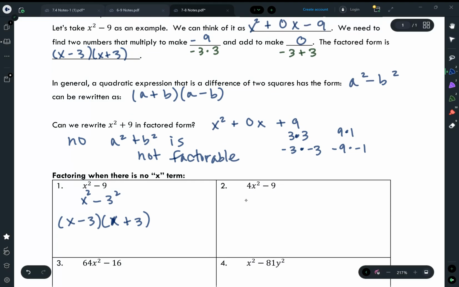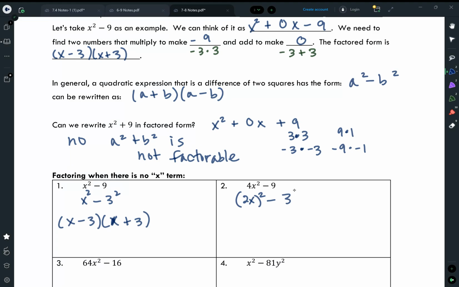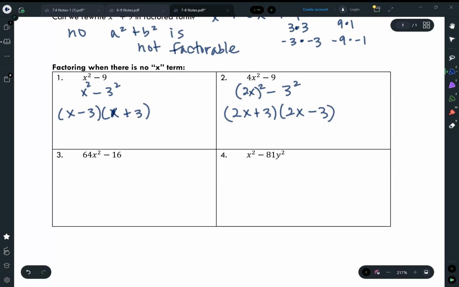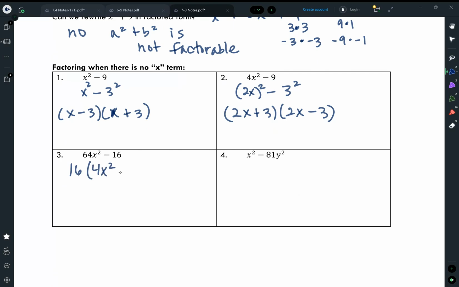The next one, 4x squared, well, that's like having a 2x and squaring it and a 3 and squaring it. So I'm going to write it as 2x plus 3 times 2x minus 3. Next, 64x squared minus 16. What I noticed right away is both of these numbers are divisible by 16. So first I'm going to factor out a greatest common factor, and then I have 4x squared minus 1.